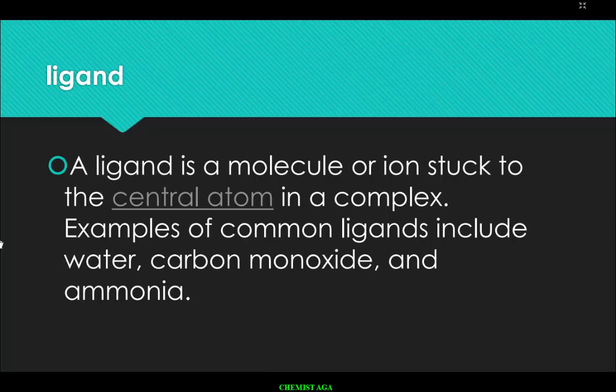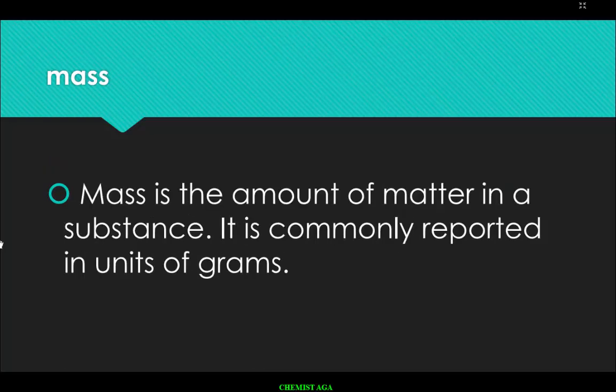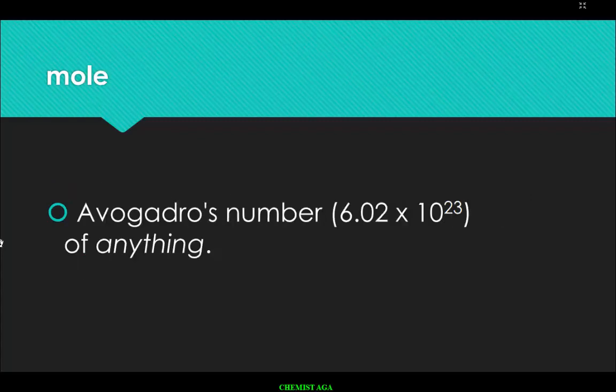Examples of common ligands include water, carbon monoxide, and ammonia. Mass. Mass is the amount of matter in a substance. It is commonly reported in units of grams. Mole. Avogadro's number, 6.02 × 10^23, of anything.